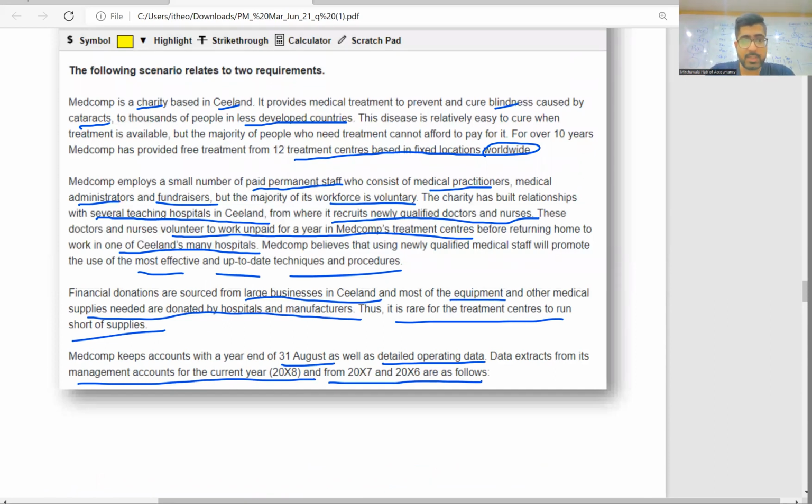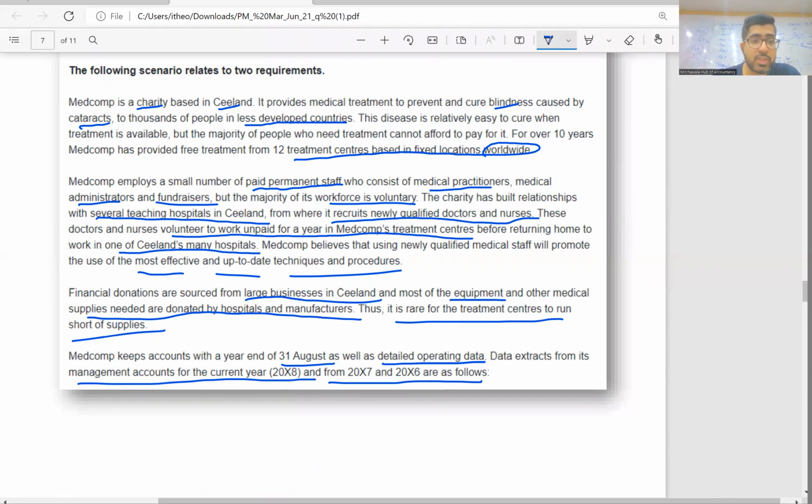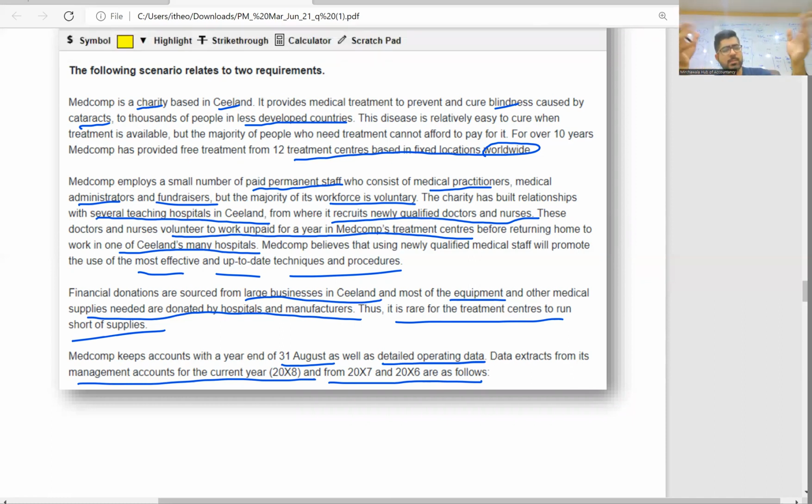MEDCOMP is a charity based in Zealand. Okay, MEDCOMP is a charity. It provides medical treatment to prevent and cure blindness caused by cataracts to thousands of people in less developed countries. Disease is relatively easy to cure when medical treatment is available, but the majority of people who need treatment cannot afford it. For over 10 years, MEDCOMP provides free treatment from 12 treatment centers in locations worldwide. This paragraph was what this company was doing. It's a charity, provides medical treatment of cataracts, 12 locations worldwide.